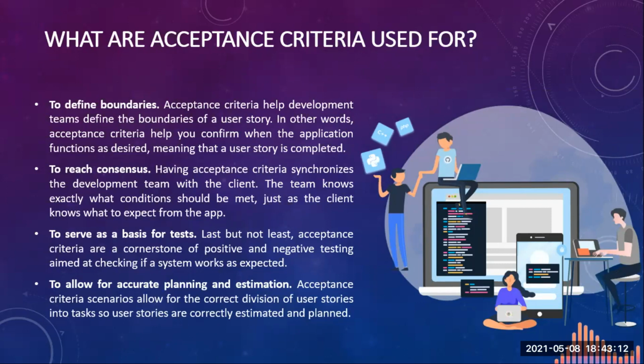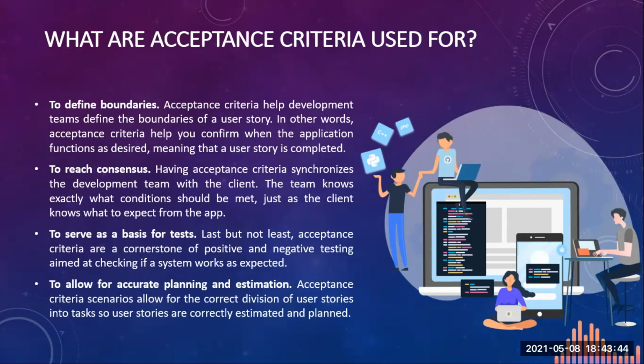Acceptance criteria is used to define the boundaries. Acceptance criteria helps development team define the boundaries of a user story. In other words, acceptance criteria helps to confirm whether application functions as desired, meaning that the user story is complete. Second thing is to reach consensus. Having acceptance criteria synchronizes the development team with the client. The team knows exactly what conditions should be met, just as the client knows what to expect from the app.